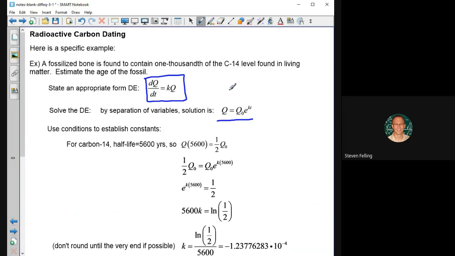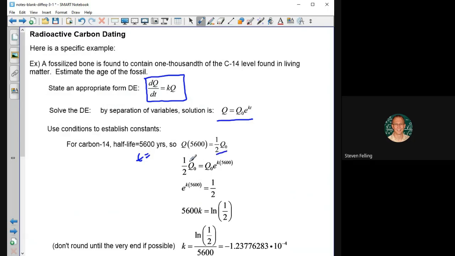The Y variable is called Q now. We're going to use initial conditions to establish the constants. Now, we don't know what this constant is. We would have to know what the quantity was at time zero, which we don't know. But I do know that when time is 5,600 years, we're down to half of the initial quantity.